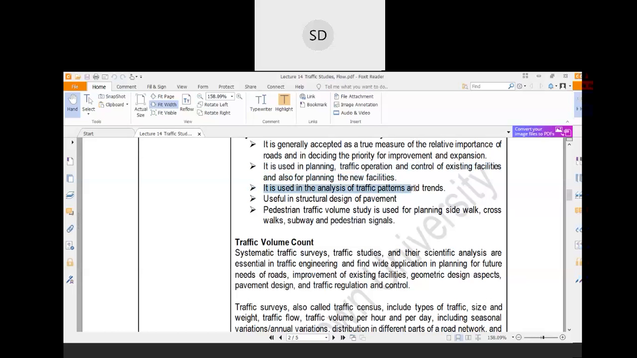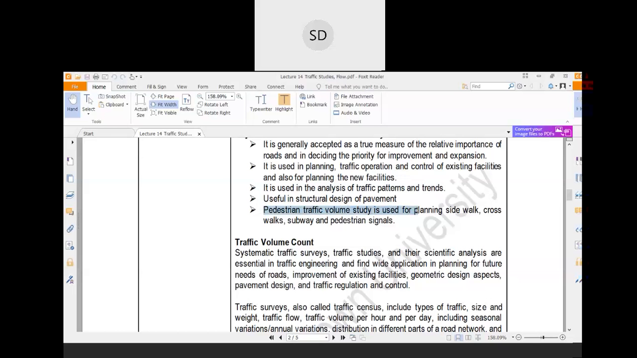Now it is used in the analysis of traffic patterns and trends. Trends means when the traffic volume or traffic flow would be higher and when it would be lower, and considering all these facts you can regulate the movement of vehicles. It is also useful in the structural design of the pavement. That is useful because as the number of vehicles increases, the load carrying capacity of the road section also needs to be higher. So in this way, it is also useful in structural design of the pavement.